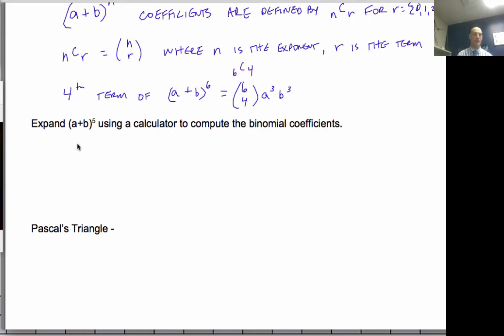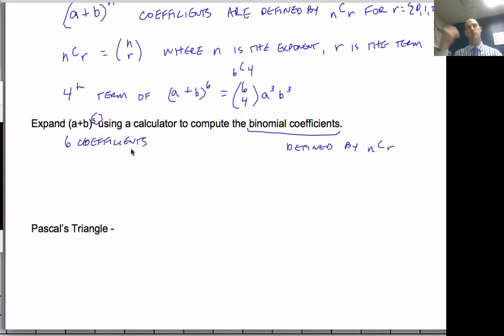This one doesn't want me to use Pascal's triangle. It wants me to use a calculator to compute the binomial coefficients. How am I going to do this? Well, on our calculator, what I just told you was you can determine the coefficients by nCr. So the binomial coefficients are defined by nCr. I'm going to have 6 coefficients here, right? Because if I have 5, this means 6 coefficients.